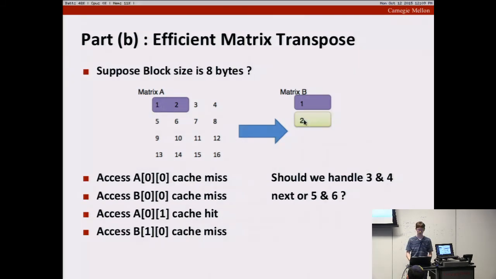And then we go and put it over here. So we put B10, we set it to 2. This is a different block of the cache than the 1 was in, because the 2 is not adjacent to the 1 in memory, because now this is the transposed matrix. Since memory is stored by the rows, this isn't adjacent anymore. So now that's a different block. So what should we do next? The question is, should we load up 3 and 4, or should we load up 5 and 6? Does anyone have an idea as to which would be better?